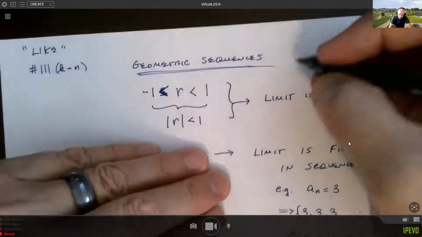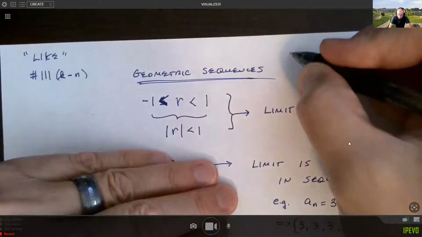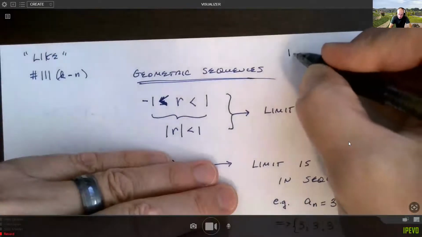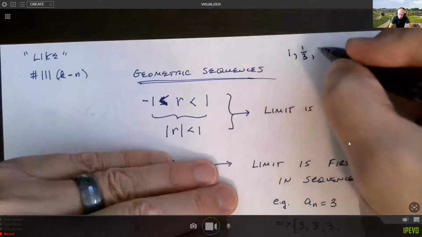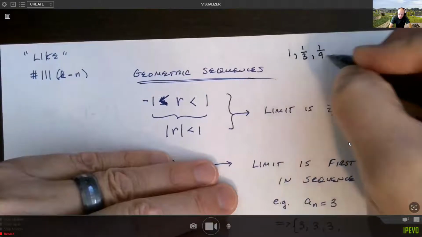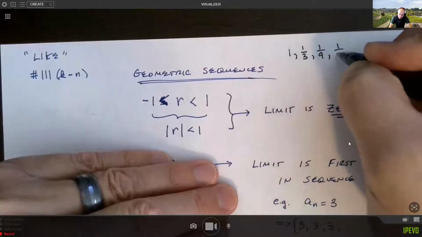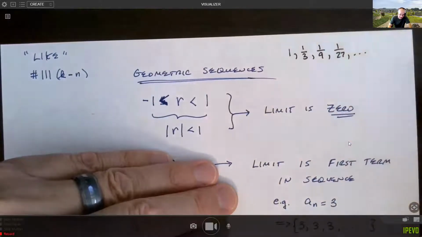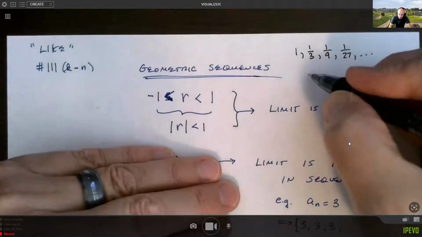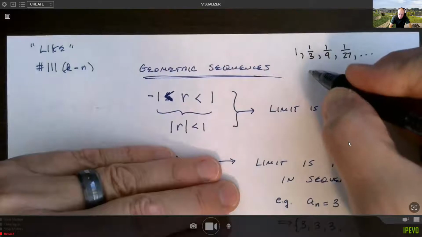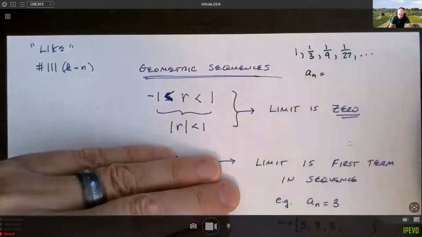So for example, I could have a sequence that begins with 1, and maybe the value of R is 1/3. I'll get 1/3, and then 1/3 times 1/3 is 1/9, and 1/9 times 1/3 is 1/27, and so on. So that would be an example of a geometric sequence, and the general term for this sequence can probably be written as what?